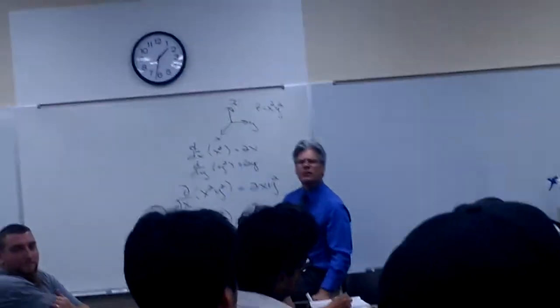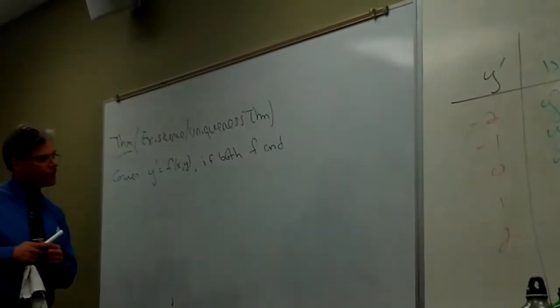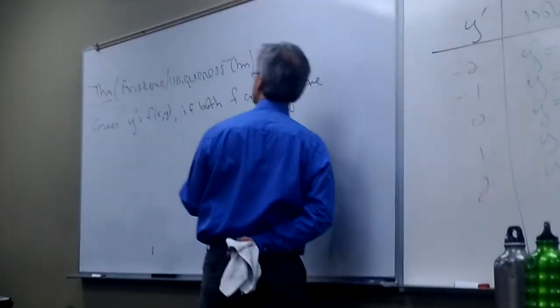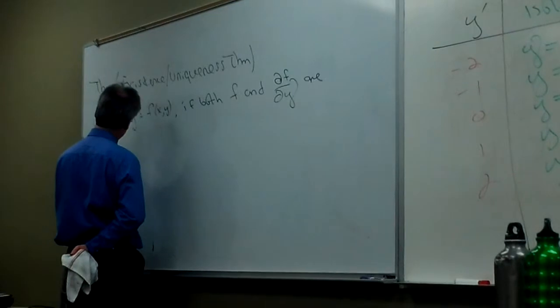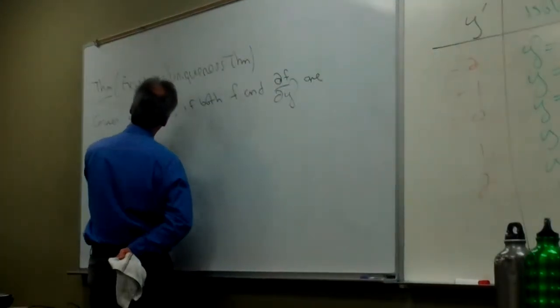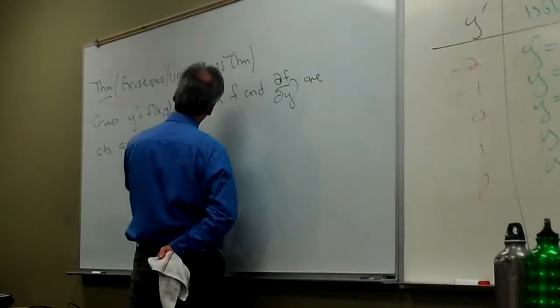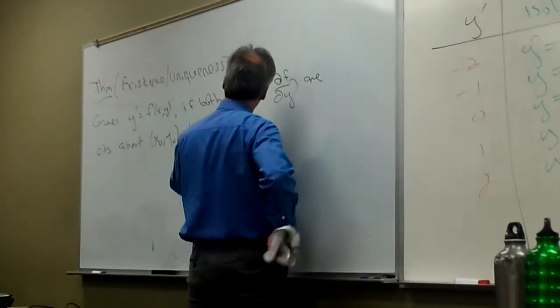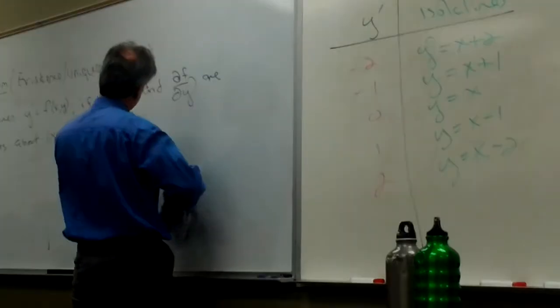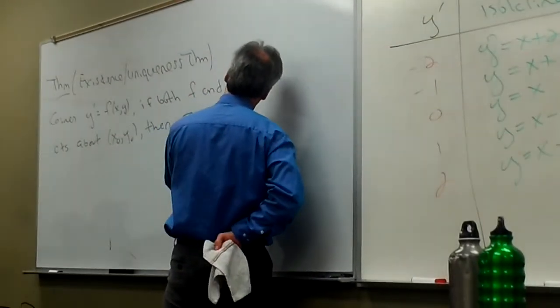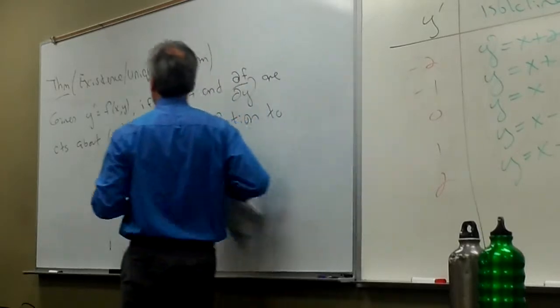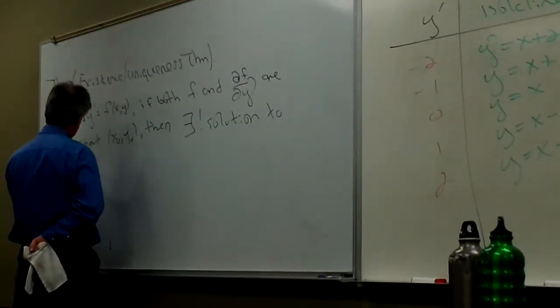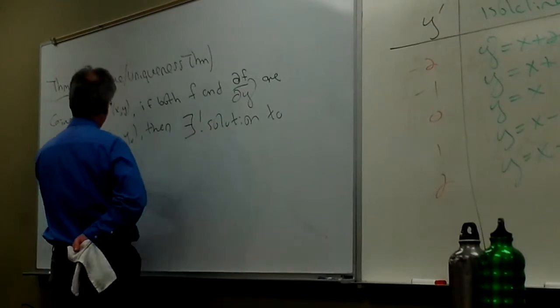Okay, so I never finished my sentence. Given this differential equation, if both f and the partial of f with respect to y are continuous about some ordered pair x naught, y naught, then there exists a unique solution to my differential equation through that point, x naught comma y naught.